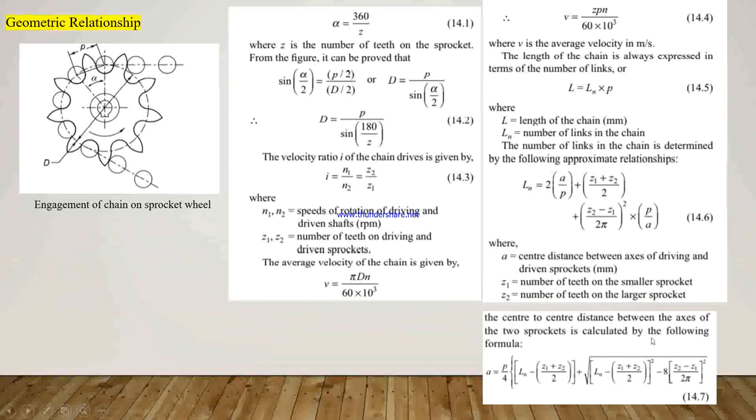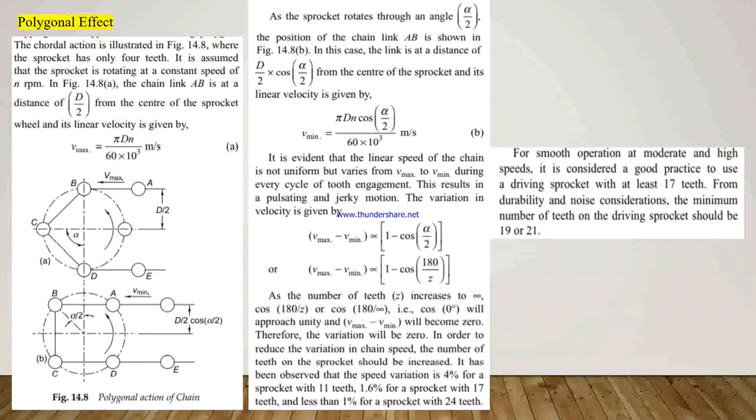The center distance between the axes of the two sprockets is calculated by a = p divided by 4 x [Ln - (z1 + z2) divided by 2 + square root of ((Ln - (z1 + z2) divided by 2) squared - 8 x ((z2 - z1) divided by 2 pi) squared)]. This is the geometric relationship of the sprocket wheel.